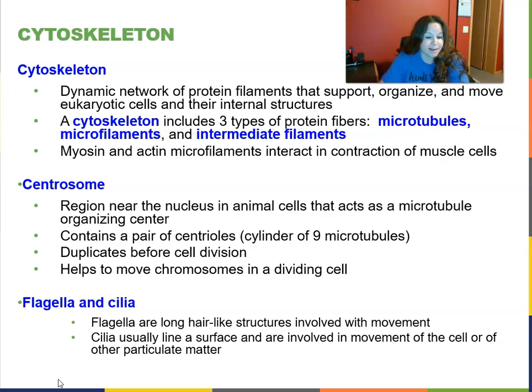Flagella and cilia. So the flagella is more like a whip-like structure and might only be 1 or 2, whereas cilia are little hair-like structures and often cover a whole surface. They're similar in that they're made out of these protein filaments, and they act in movement of the cell or moving something along, like in the fallopian tubes. There's a bunch of cilia there that help to sweep the egg through the actual fallopian tubes. And so they may line a surface and be involved with movement of particulate matter.